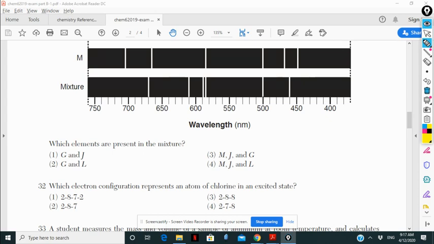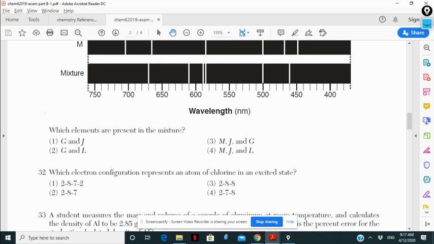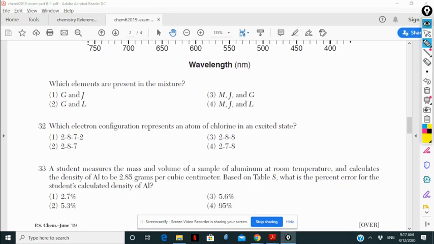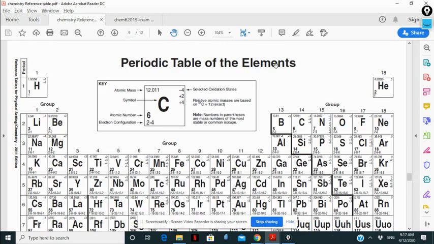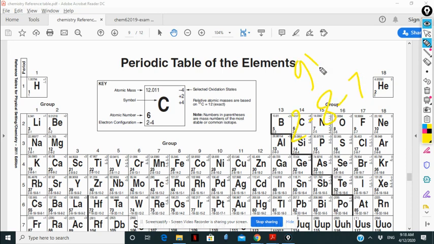Question number 32. Which electron configuration represents the chlorine in the excited state? First I have to find the ground state in the reference sheet. For chlorine, it's 2, 8, 7. So that's the ground state. In excitation, one of these electrons goes to the outer shell, so 2, 7, 8. So that's the excited state.